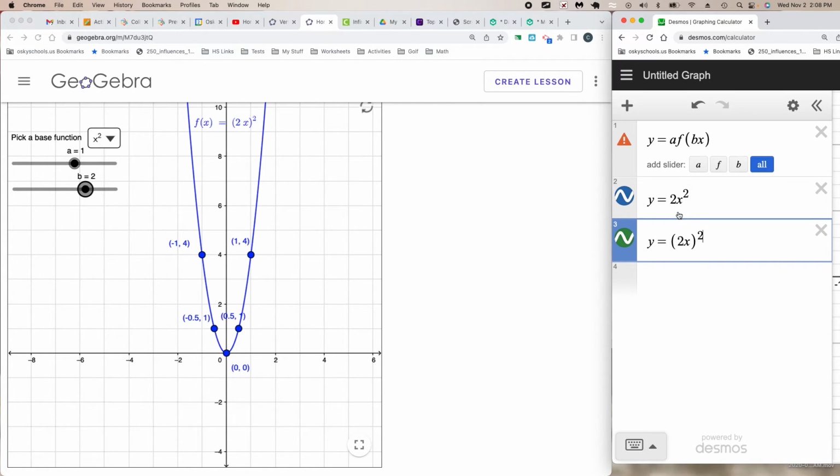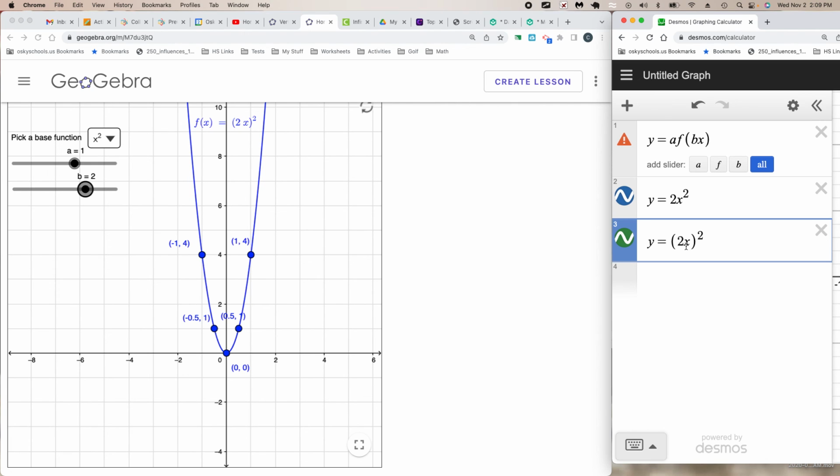Well, there's not a lot of difference, except for this 2 is being multiplied times the original function x squared, whereas this 2 is not being multiplied times the original function. It's actually just being multiplied by x. So anytime you have a value that's being multiplied to the whole original function, that's going to be a vertical stretch or vertical compression. And anytime you have a value being multiplied just to the x value, that's going to be a horizontal compression or horizontal stretch.